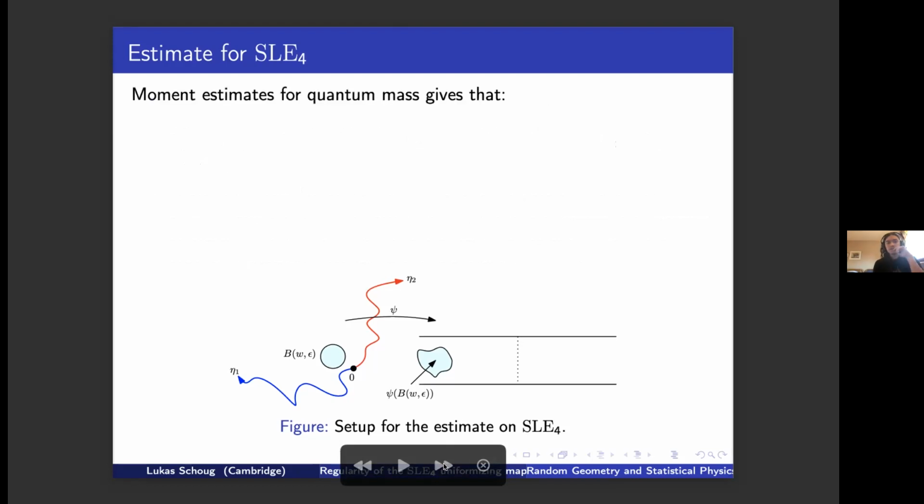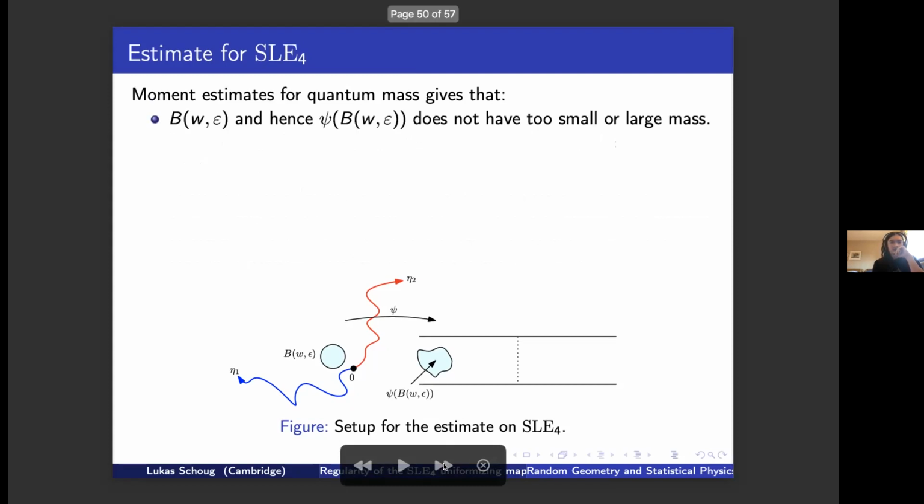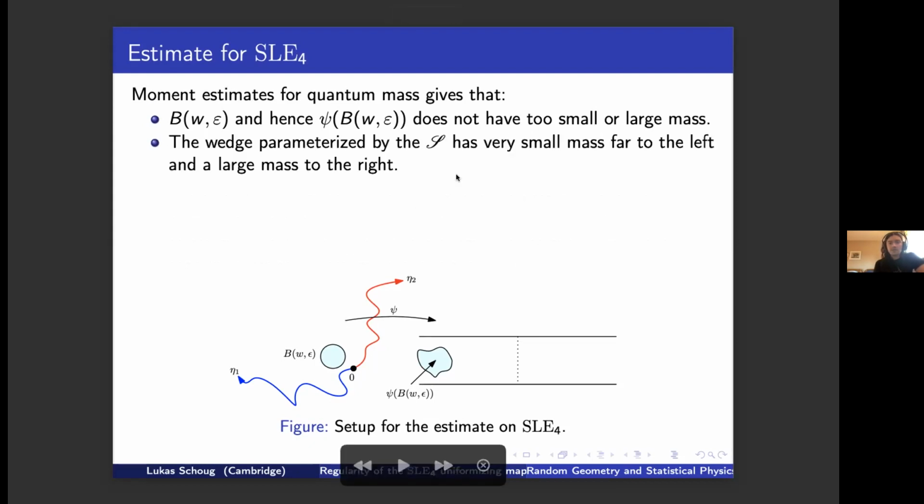So we do these moment estimates for LQG surfaces. We know, for example, that B and W epsilon, and hence its image, does not have too small or too large mass. Basically, we can say that it has at least a power of epsilon mass, and it has at most a smaller power of epsilon mass. And then we look at the quantum wedge.